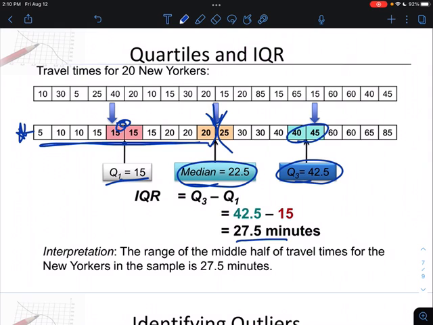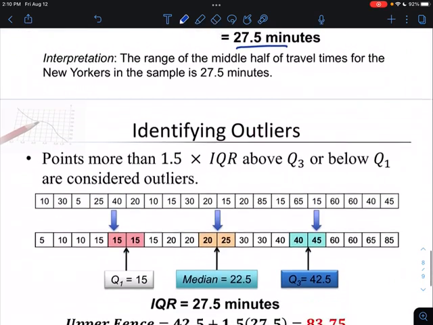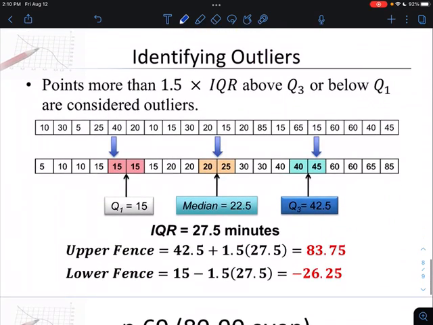So that's kind of what we're talking about there. So find the midpoint, and then find the midpoint of each side. As far as identifying outliers, outliers are going to lie 1.5 IQRs above quartile 3 or below quartile 1. So if I take the IQR that I calculate from my data set and multiply it by 1.5, I'm going to add that to Q3. We call that the upper fence.